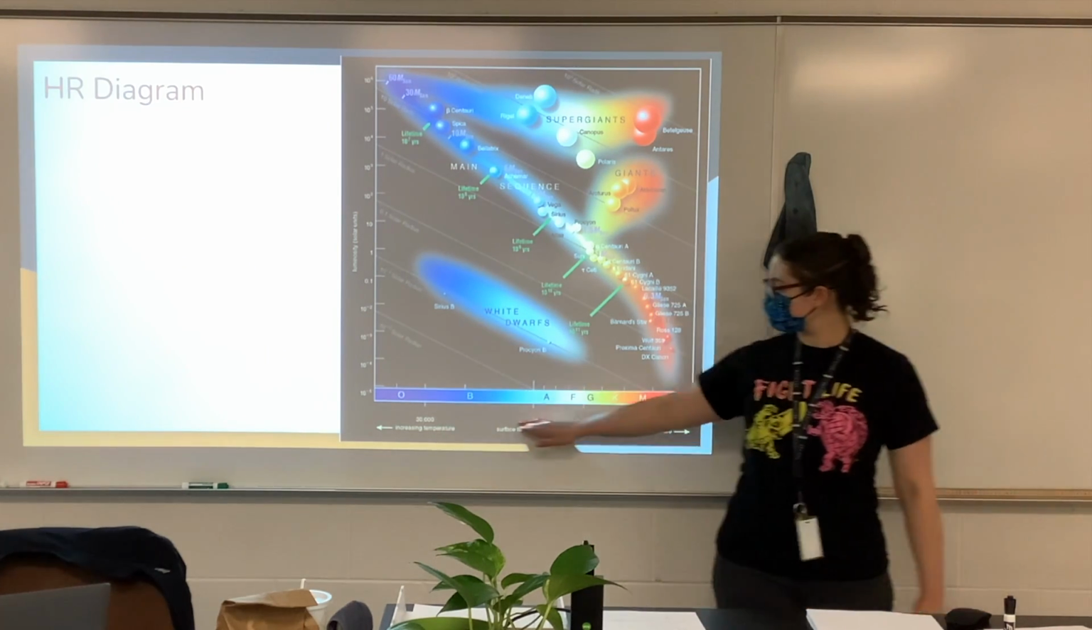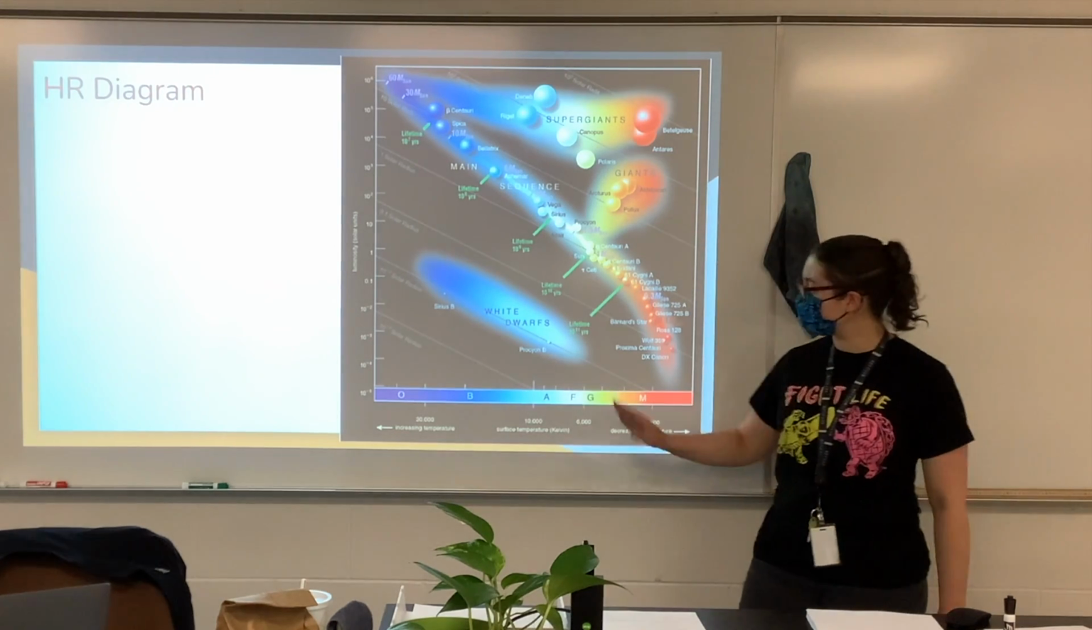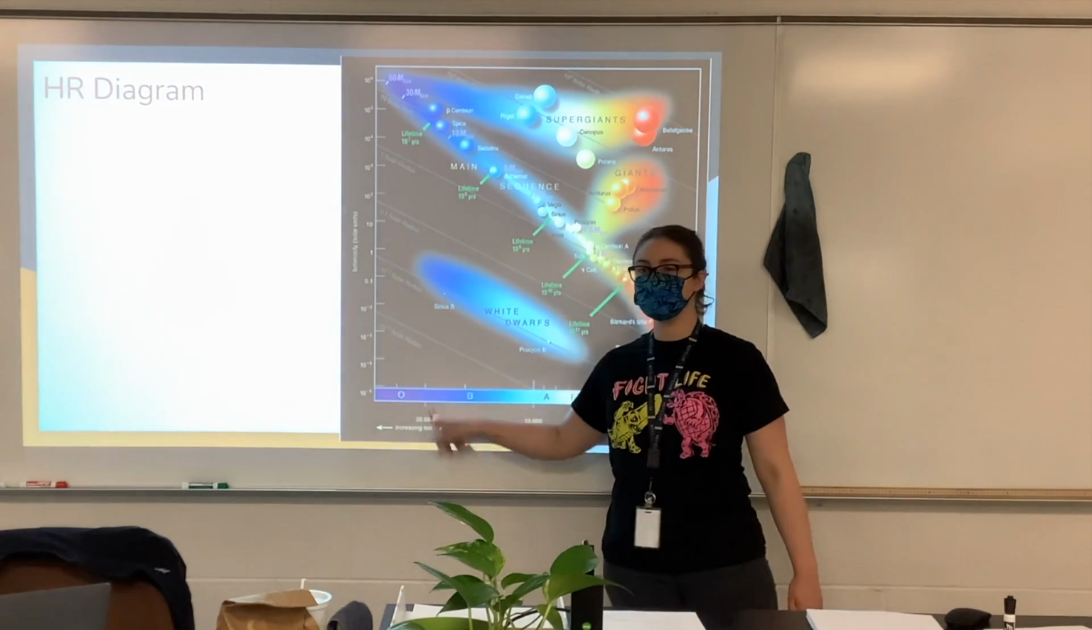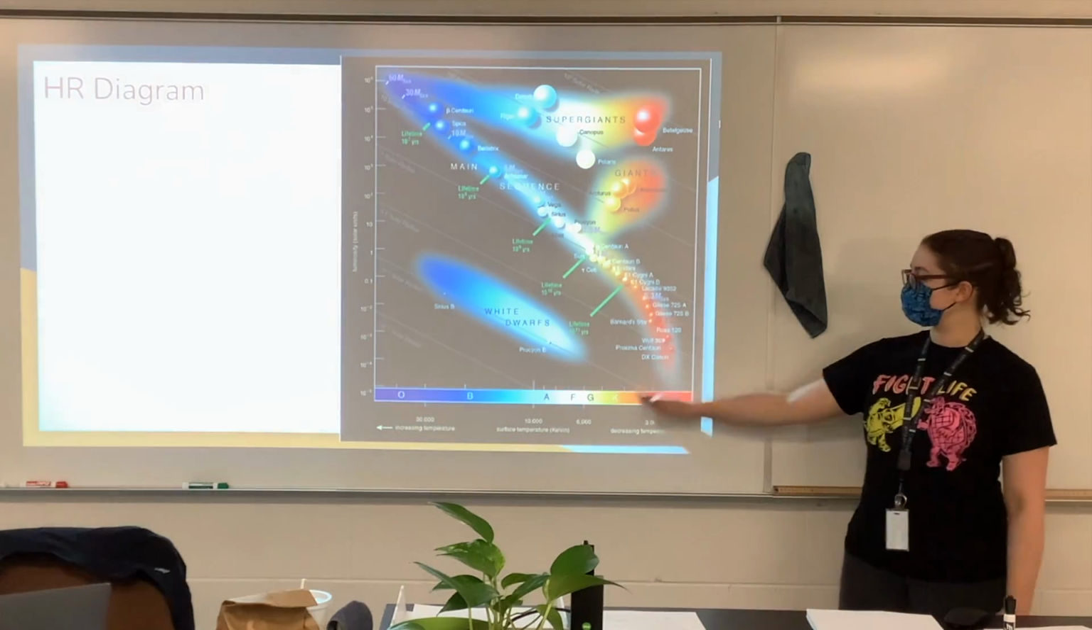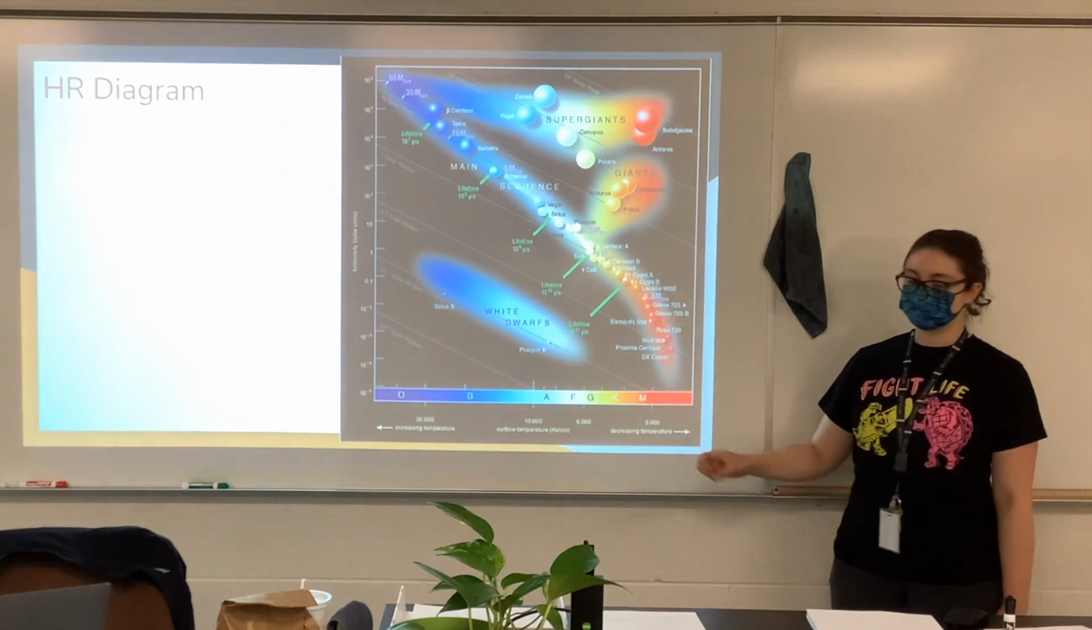The horizontal axis here is temperature, and it's kind of weird because the highest temperature is back here in the dark blue colors, and then the lowest temperature is over here with the red.